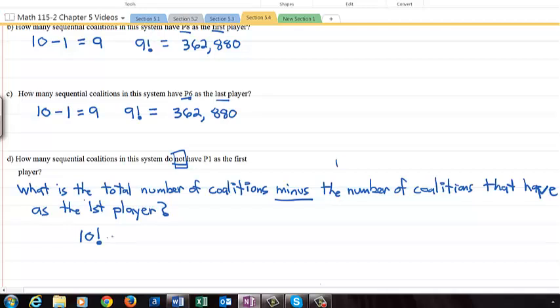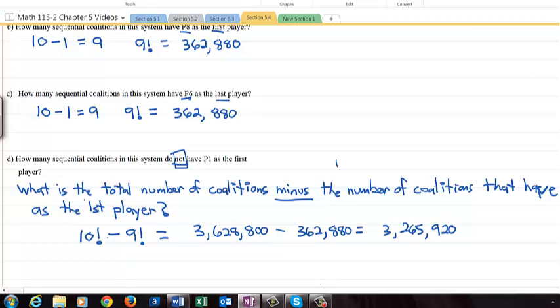10 factorial is the total number of coalitions, minus 9 factorial, which is the number that have player 1 as the first player, right? 1 fixed player. So 3,628,800 minus 362,880 equals 3,265,920. Done. This concludes our videos on power distributions.